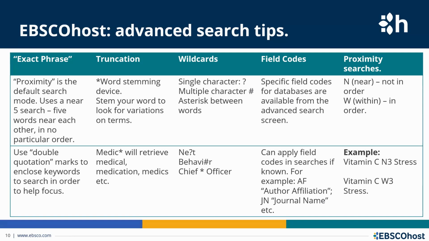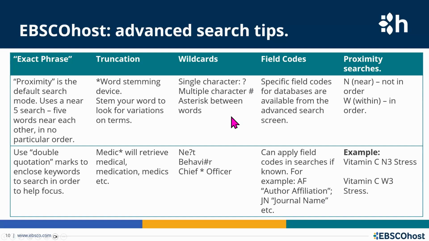The second advanced tip is truncation, and we call this our word stemming device. This will yield more results because once you stem your term using that asterisk, the system will retrieve variations on that term. In this case, if I put my asterisk after the C here, I will receive articles featuring the terms medical, medication, medics, and so on. So depending on where you stem that word, you will retrieve many variations on that term. The further along in the term, the fewer results; the further back in the term, the more results, depending again on the term that you are searching.